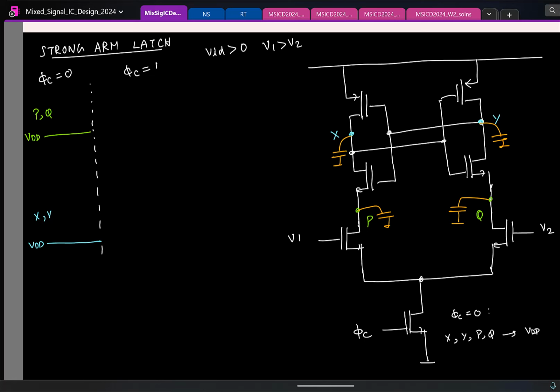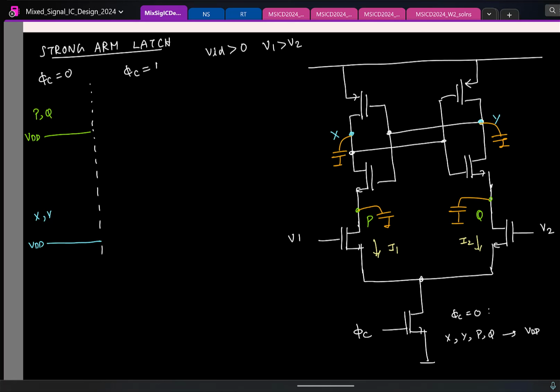So what will be conducting initially? Phi C, yeah, this switch is on. And what else? These guys, right? Because remember, P and Q are charged at VDD. So drain of those NMOS transistors are at VDD. That will be fine. I applied inputs. So obviously I will be drawing currents.